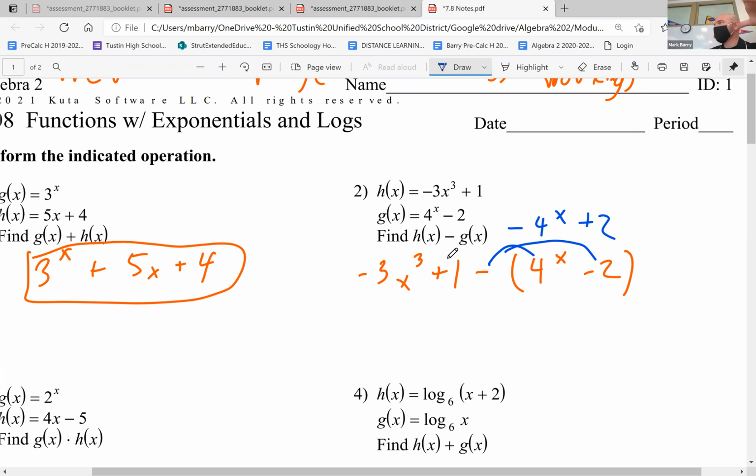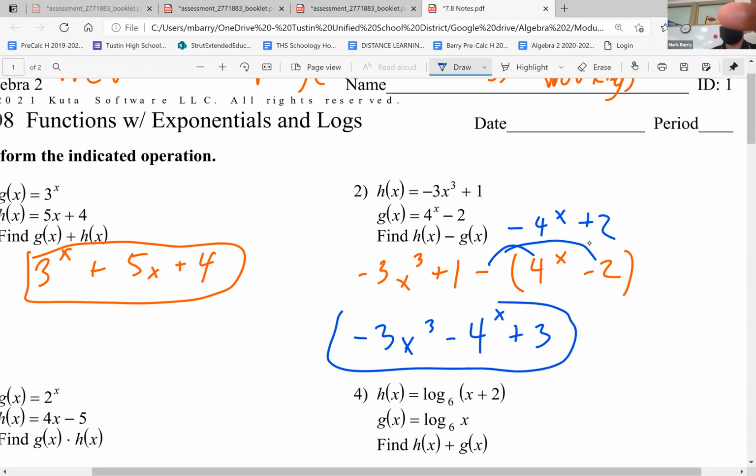So now we're going to combine like terms here. Now, I cannot, negative 3x to the third and negative 4 to the power of x, those are not like terms, so I cannot combine those. So I'm just going to rewrite those ones. The order doesn't really matter, so I'll go ahead and just write them like that. So negative 3x to the third power minus 4 to the power of x. However, I can combine the plus 1 and what's now the plus 2 to give me a plus 3. There we go.